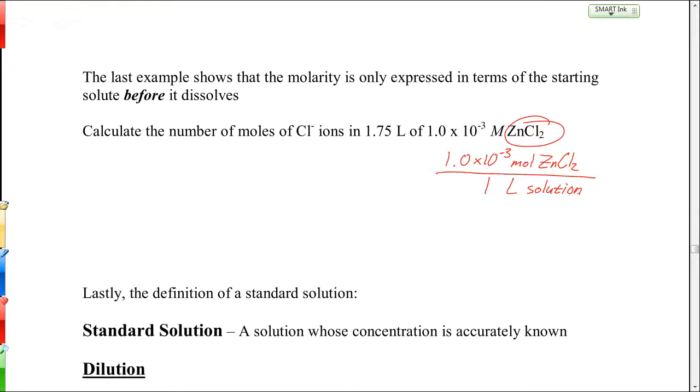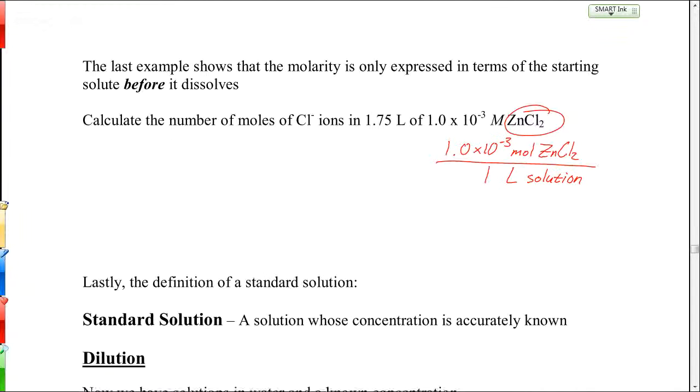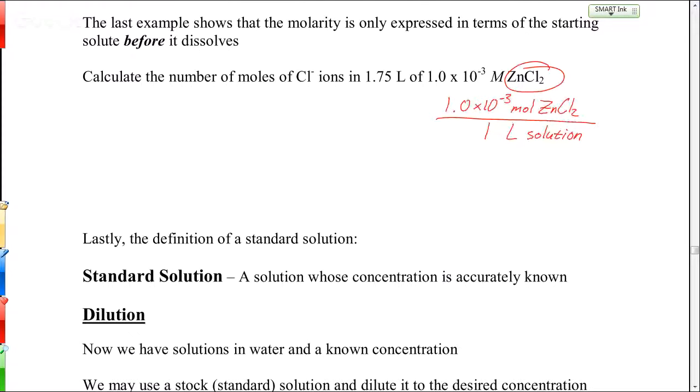But the question is asking for the number of moles of chloride ions. And we're saying 1.75 liters of the solution. So we have to set this up again as almost like a conversion type, factor label type problem. And it looks like this. 1.0 times 10 to the minus 3 molar means this. So we start with that.